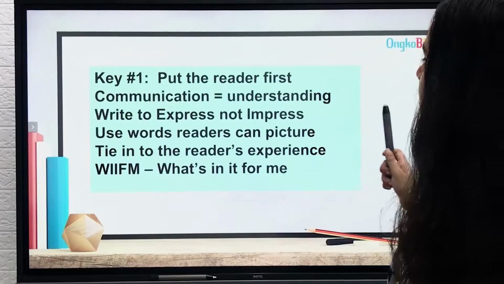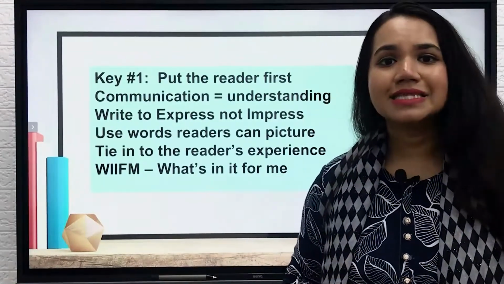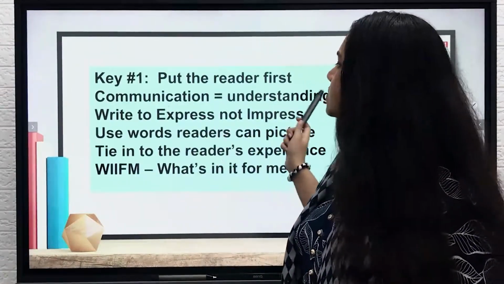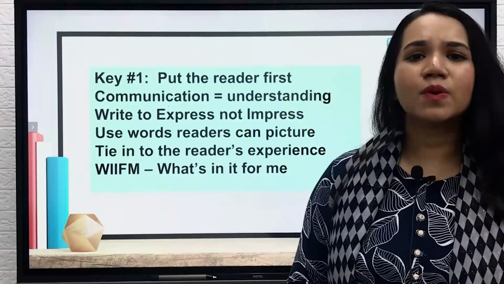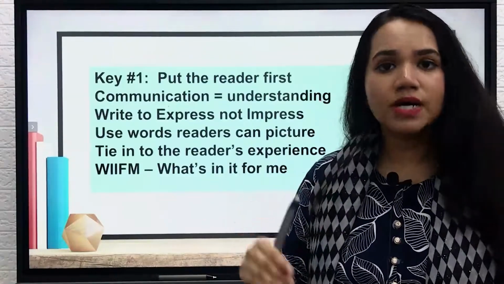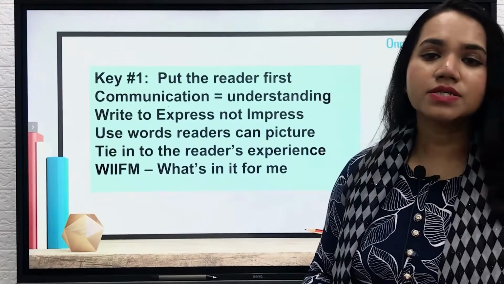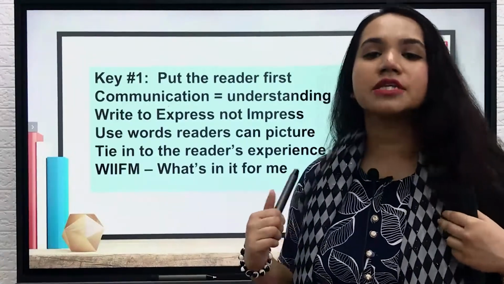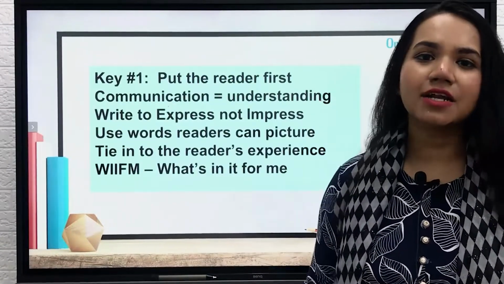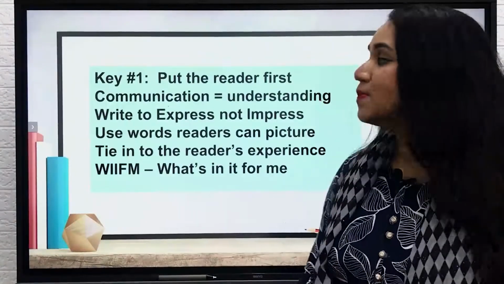Number one is putting the reader first. We have to understand that whatever you are communicating must be equal to whatever is being understood. Communication is equal to understanding. Why? Because what is the point of writing something, or what is the point of me talking so much in front of the camera if you do not get what I'm saying, right? For this reason, I need to make sure that my communication is expressive enough or my writing is clear enough so that the reader can actually understand that that is what I'm trying to express.